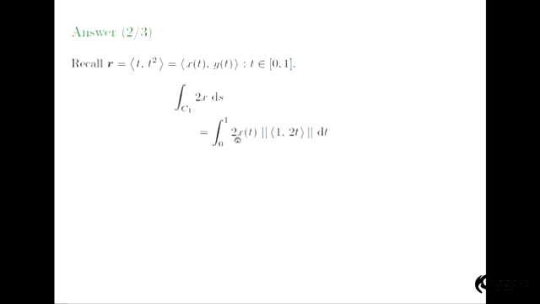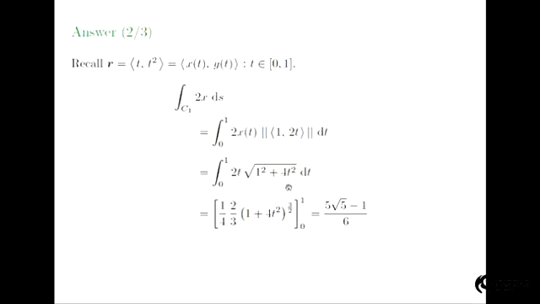Well, it becomes 2, I think I did 2 steps here. It becomes 2 times x, which is t, times the magnitude of the derivative of this, which is (1, 2t), which is the square root of the sum of squares, 1 squared plus 4t squared, and then we just integrate from here to get (5 root 5 minus 1) over 6. All right, but what were the steps? We had a curve C1, we had to parameterize it, then we had to run this function through that parameterization, and then also find the derivative of this. So let's try it again.